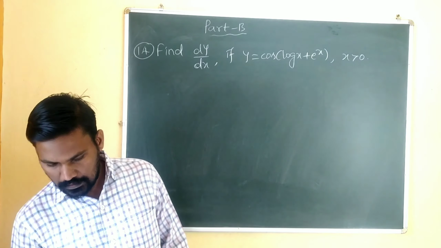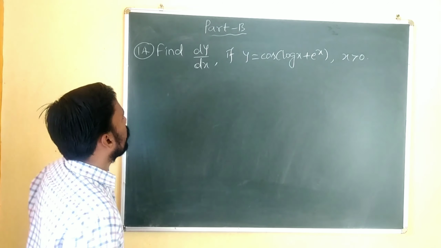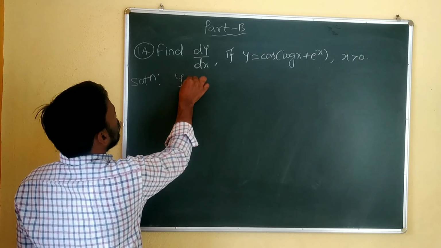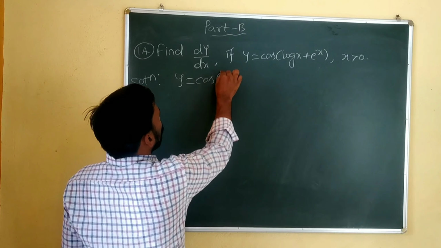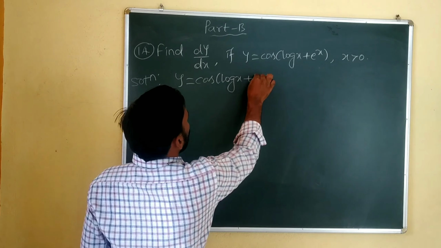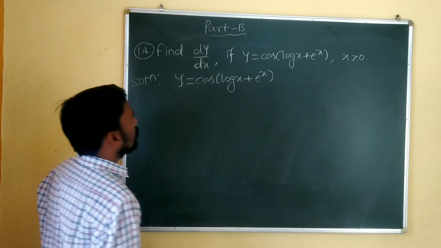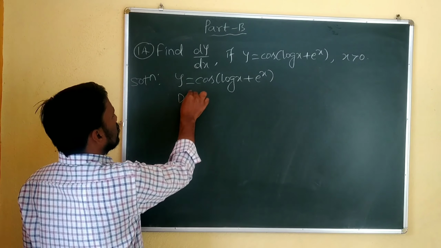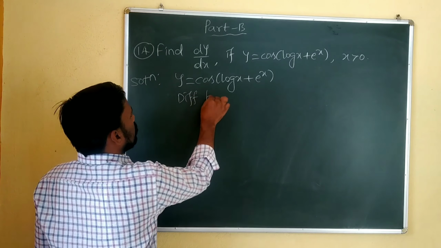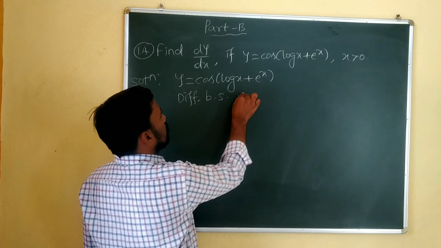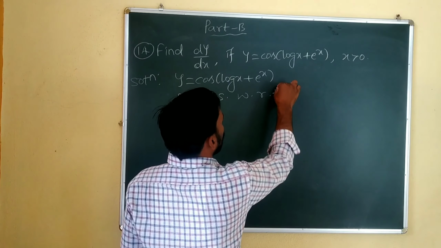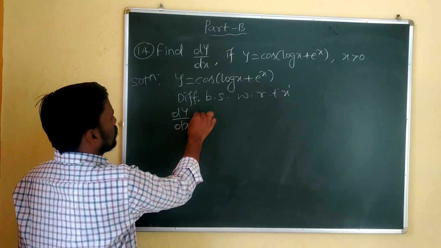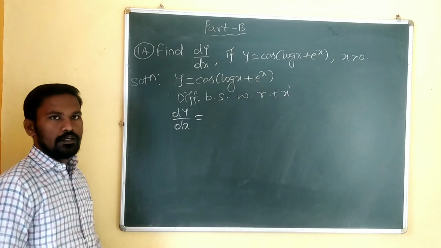14, 15, 16. These three questions are from differentiation. Solution. Take the given function y is equal to cos of log x plus e to the power of x. We need to calculate the derivative of this. For that, differentiate both sides with respect to x. So derivative of y with respect to x is dy by dx, that is equal to the derivative of cos of log x plus e to the power of x.